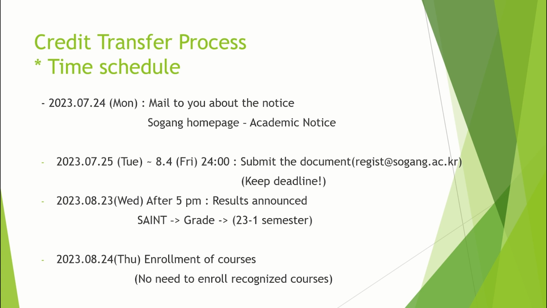Okay, let's see the time schedule of the credit transfer process. The notice will be sent to you on July 24th. From the next day after you receive the mail, you can submit the documents to this mail address. Please keep the deadline. The result will be given on August 23rd, and the next day is your enrollment day.